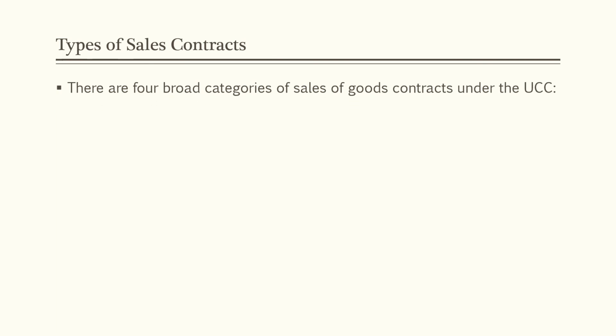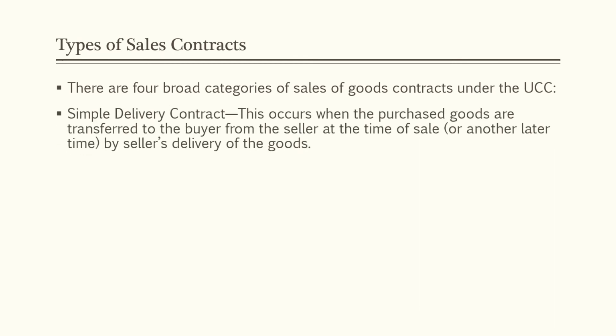Next, we're going to discuss the types of sales contracts generally. There are 4 broad categories of sale of goods contracts under the UCC. There is a simple delivery contract. This occurs when the purchased goods are transferred to the buyer from the seller at the time of sale or another later time by the seller's delivery of the goods.